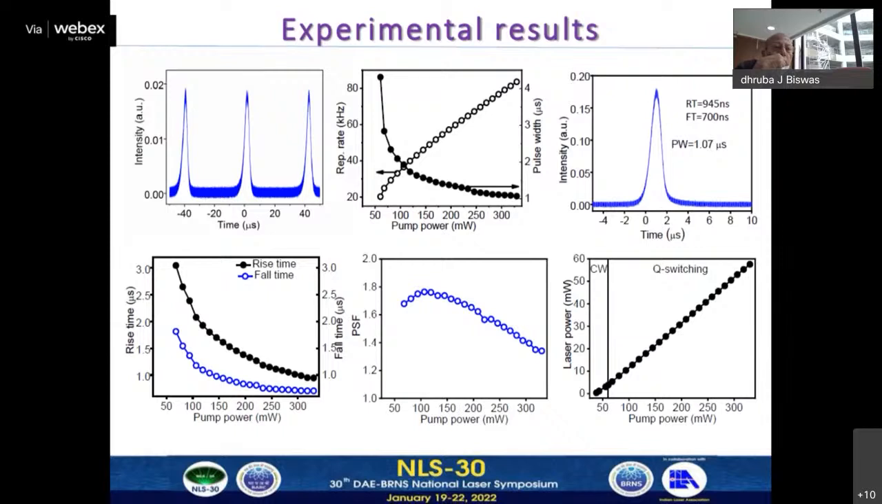If we define the pulse symmetry factor as this rise time divided by the fall time, then we see that it is always greater than 1. This is different from the typical QS laser, and these are the laser's characteristics. Initially the laser operates in CW mode, and after a certain threshold of power, it operates in Q-switching regime. It is also different from a passive QS setup where no CW lasing is achieved. So this is all about this passive QS laser setup using a fiber optic ring resonator.